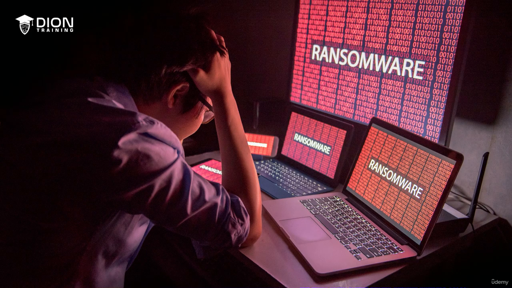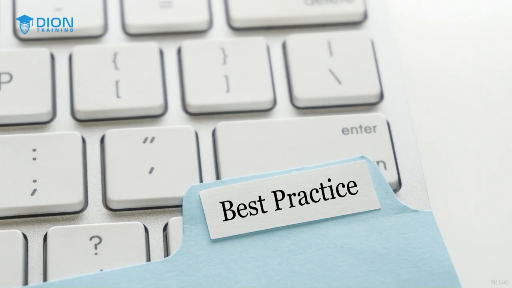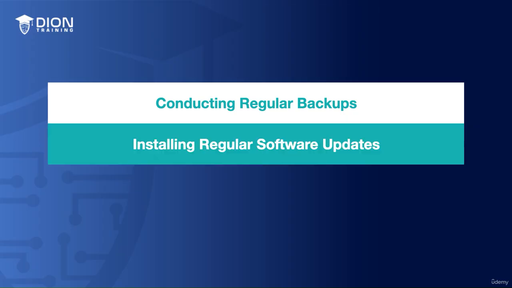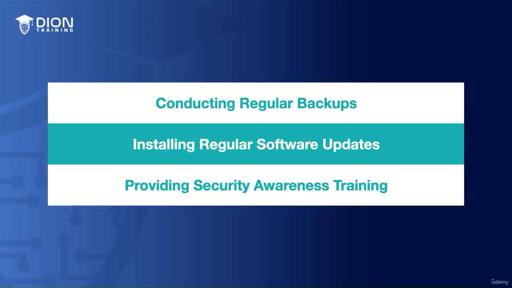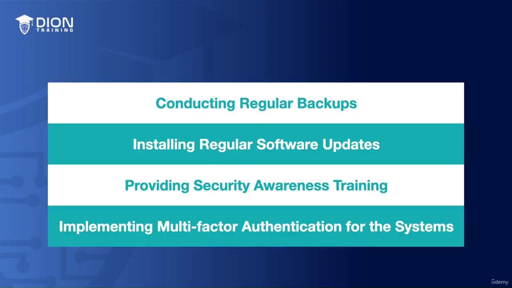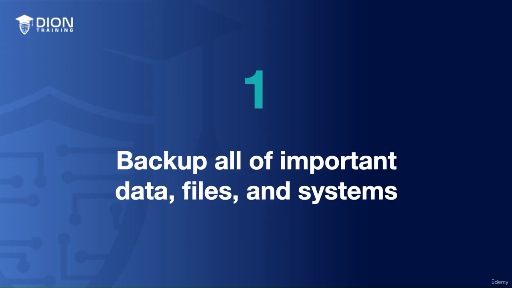So, now that we understand the gravity of ransomware, how can we protect ourselves and our organizations against it? Personally, I recommend following 4 security best practices to prevent becoming the victim of a ransomware attack. These are conducting regular backups, installing regular software updates, providing security awareness training to your end users, and implementing multi-factor authentication for your systems. First, you should always conduct regular backups.